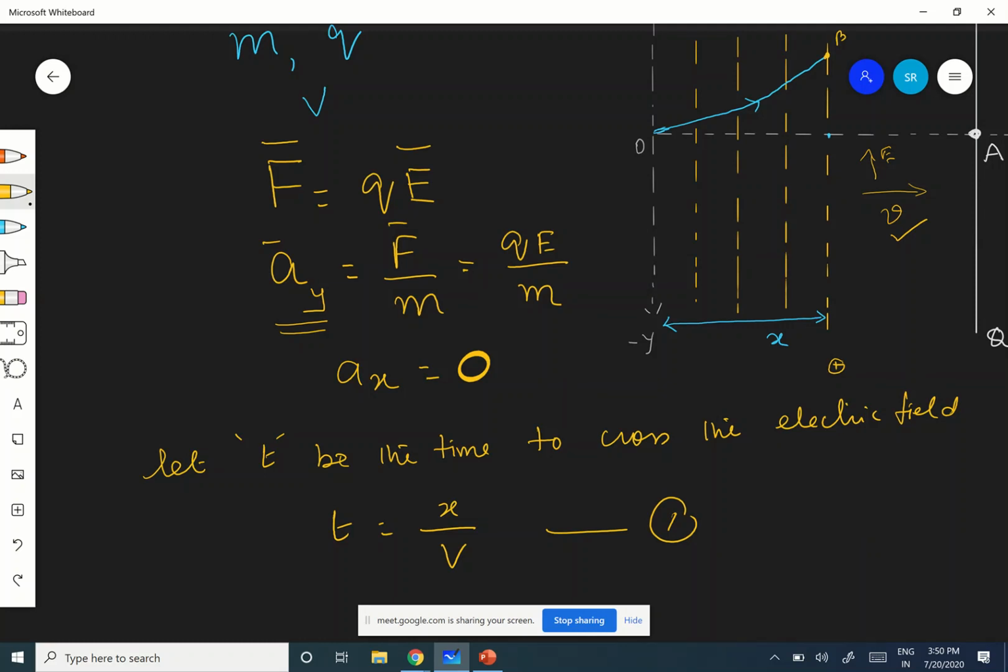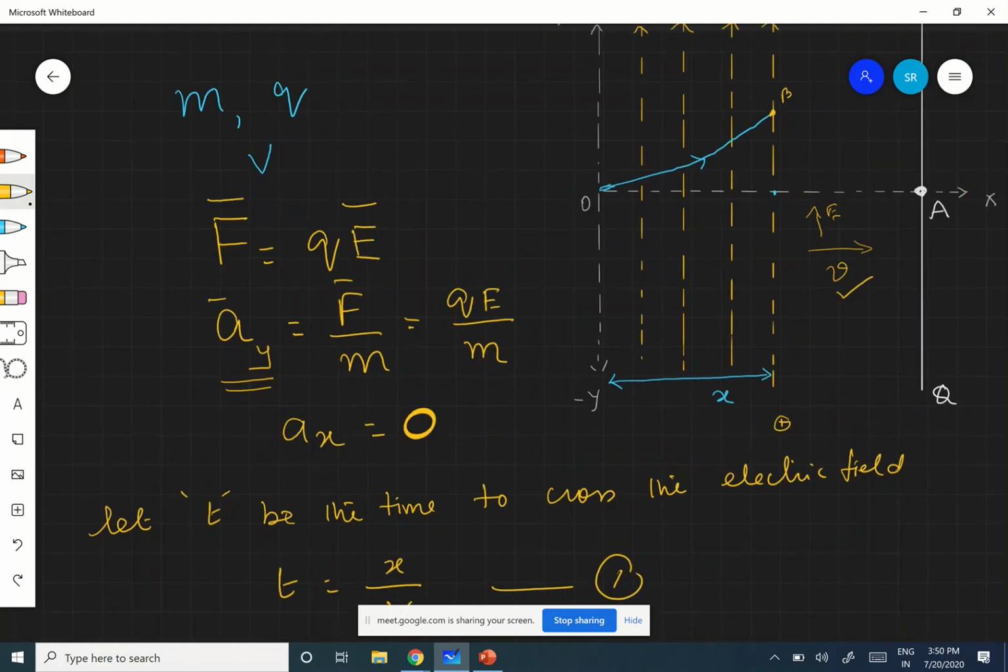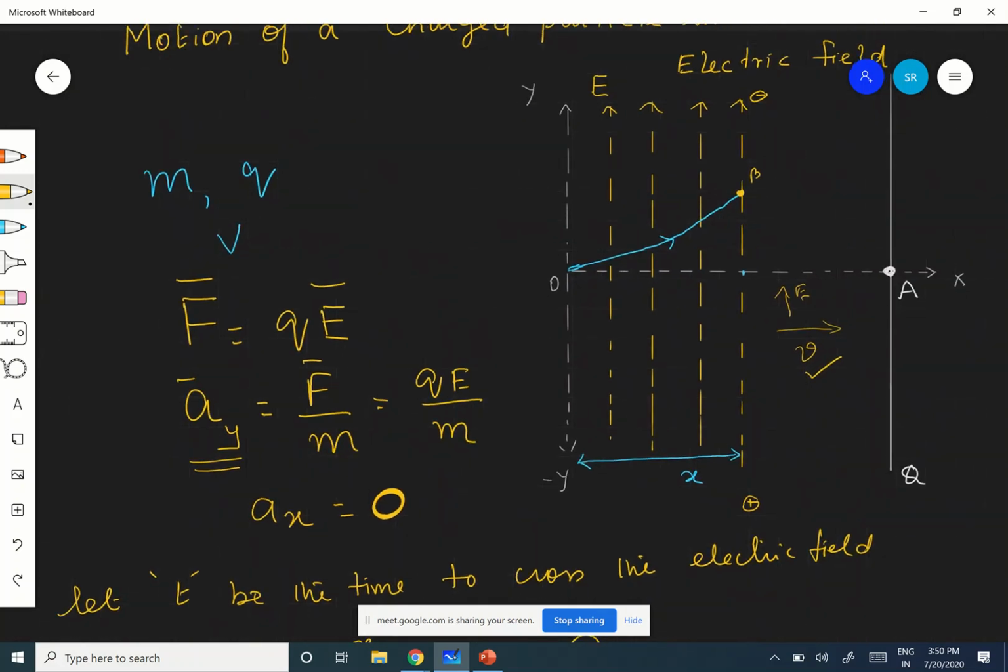Okay, therefore, right now, it is coming up to this point B. After that, there is no electric field. Therefore, after that, what will be the path of the charged particle? See, here it is a curved path like that. After that, there is no electric field. Once it comes to B, after that, there is no electric field. So what will be the path? Path will be a straight line.